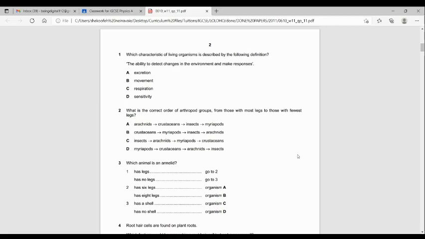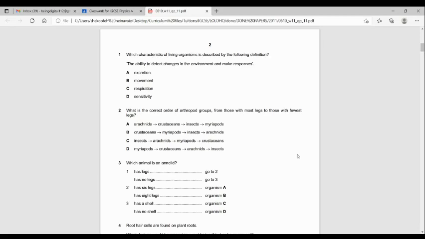Yes, sensitivity. We have different senses. We have touch, we have sight, taste, hearing. So all of these senses help us to detect any kind of changes in our surroundings, and based on that, to escape or to save our life, to protect ourselves from any kind of danger.